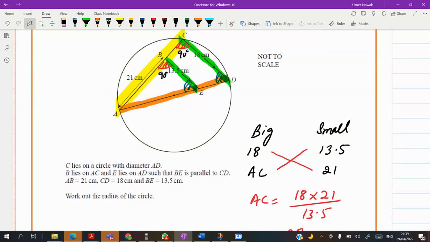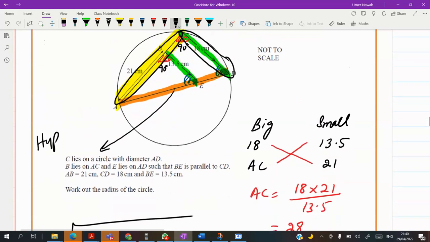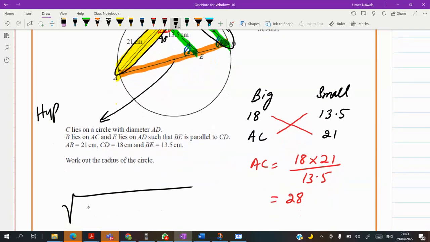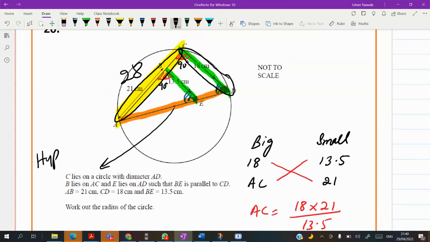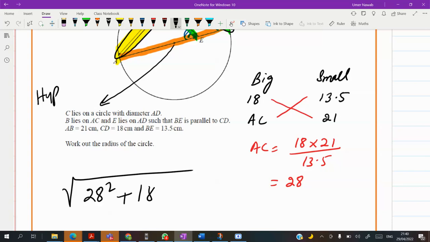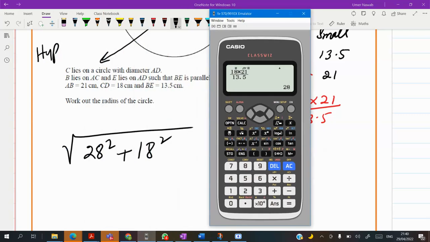Don't you think ACD is a right angle triangle? The answer is yes. ACD is a right angle triangle. So if ACD is a right angle triangle, you know this. Can you find the hypotenuse, boys? Hypotenuse is equal to what? It is the square root of the sum of the squares of the two shortest sides. So the one side is 28, which is AC. And the other side is 18. So please use the calculator here to get your hypotenuse, which is basically a diameter.